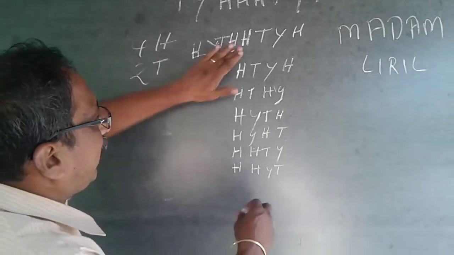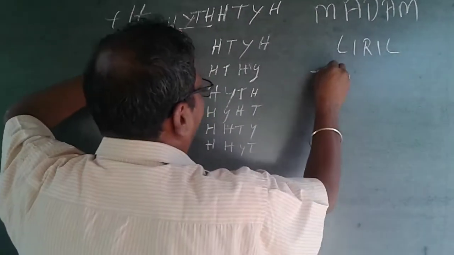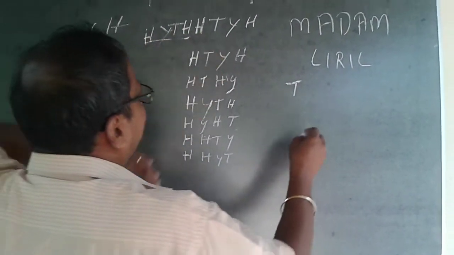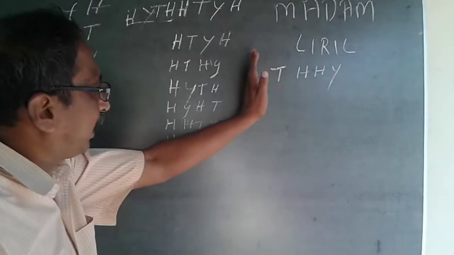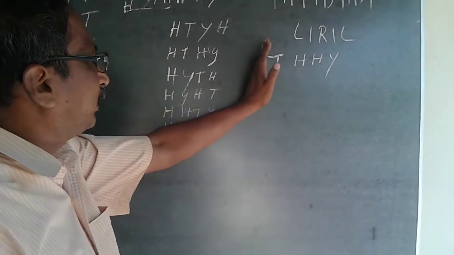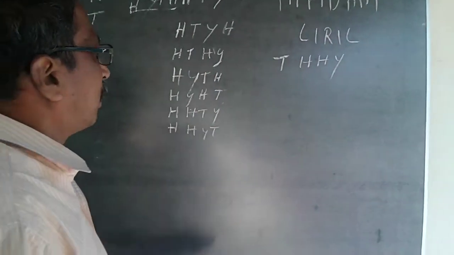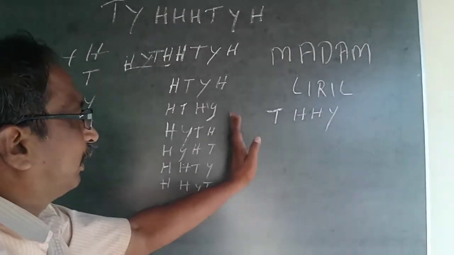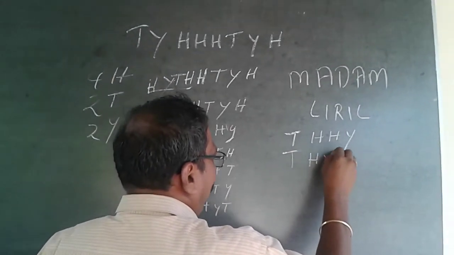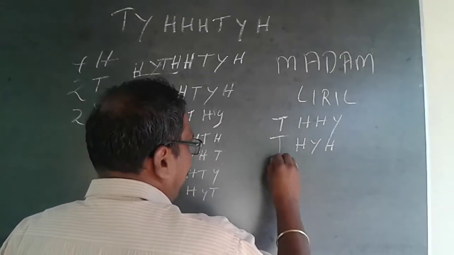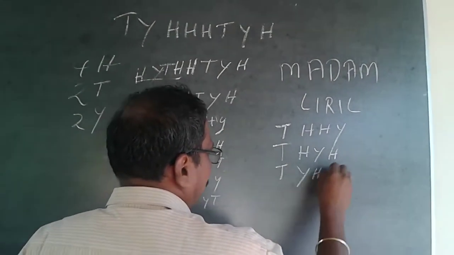Now I will fix T in the first place. When I fix T in the first place, I will have H, H, Y. So you can repeat this, T, H, H, Y like this. I am not writing the other 4. Then I can also have T, H, Y, H. I can also have T, Y, H, H.